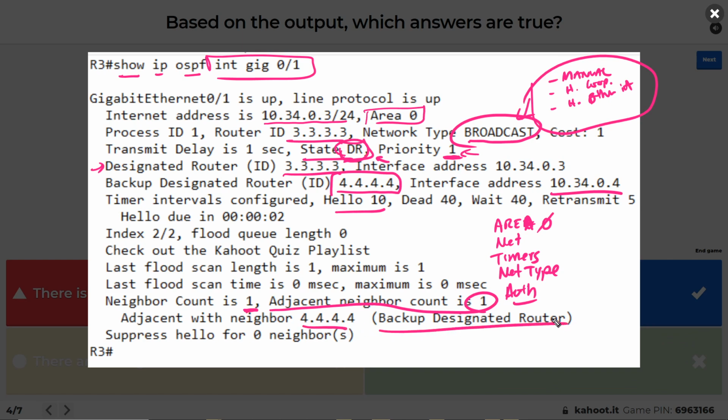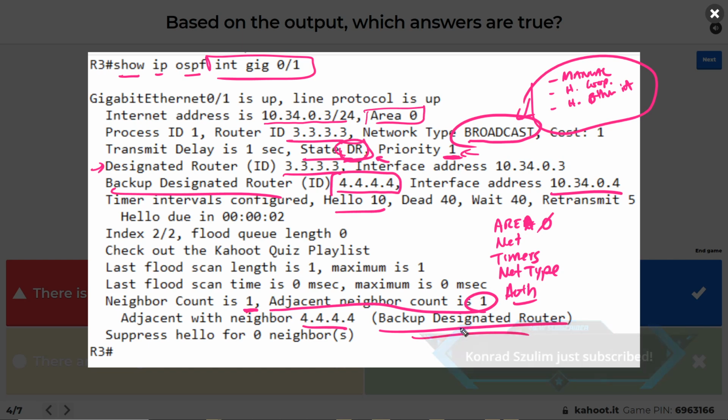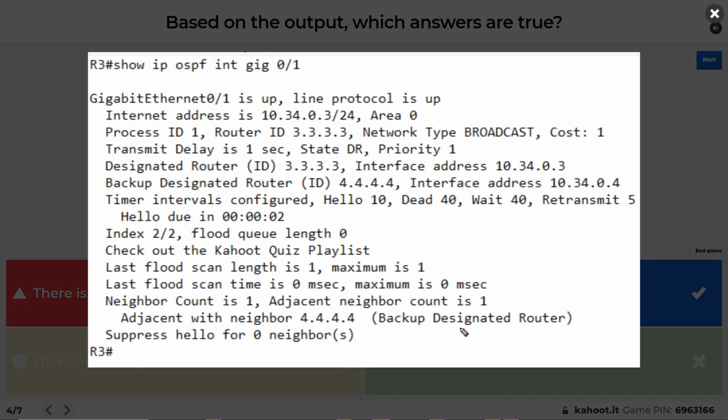I mean, how many times did it say there's a backup designated router? Like here and here. So basically, just tear through the output and focus on what is needed. And that'll help a boatload. You don't have to interpret every line. In fact, truth be told, let me clear that off.